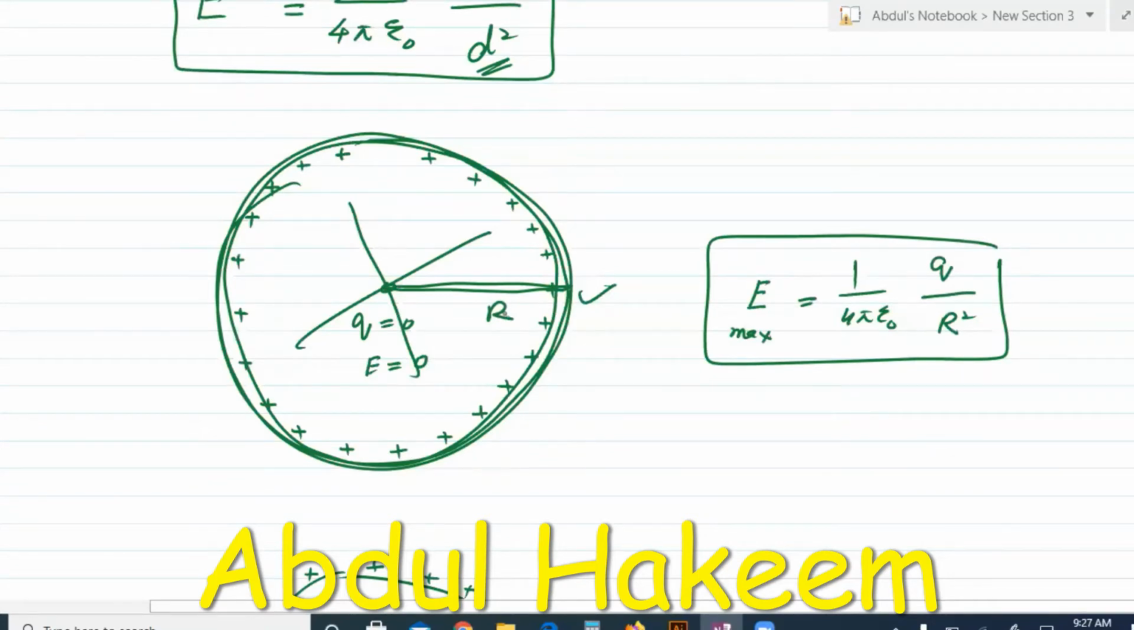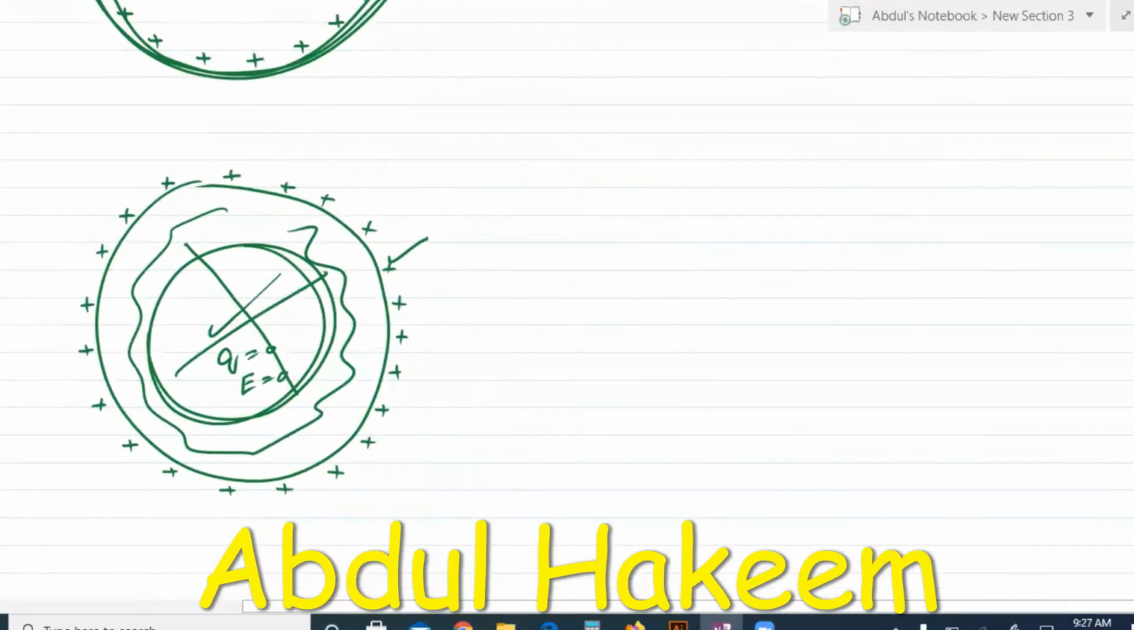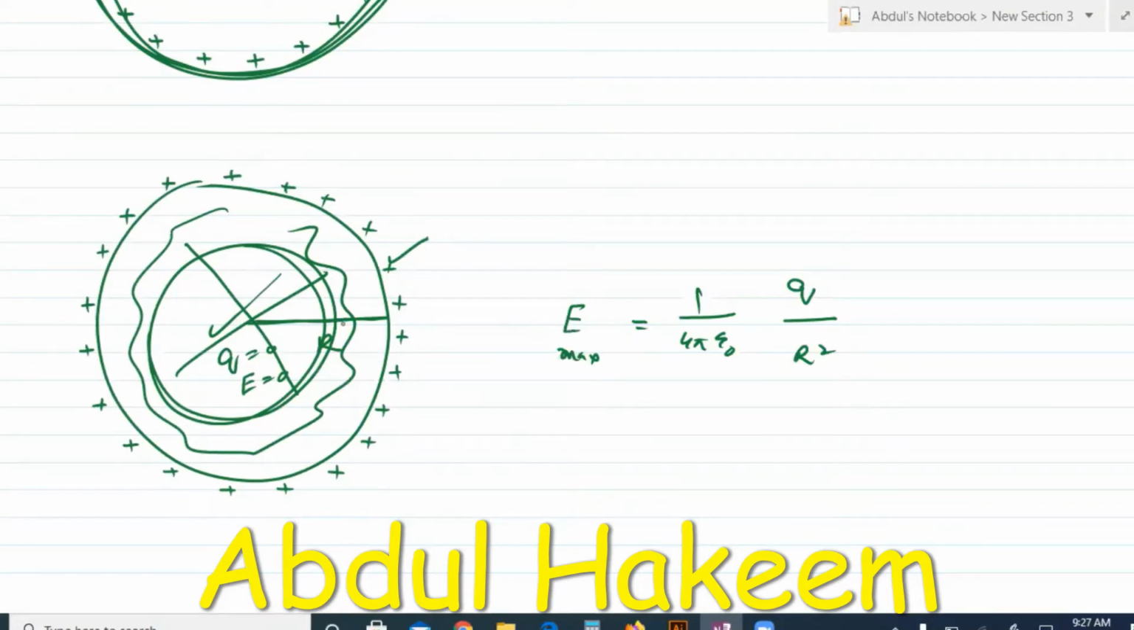And similarly, for this hollow sphere, E is again maximum at the surface. So it is 1 over 4 pi epsilon naught, this point charge again divided by r squared. So this is the distance r. In physics, all distances are measured from the center. So the surface is at a distance of r from the center.